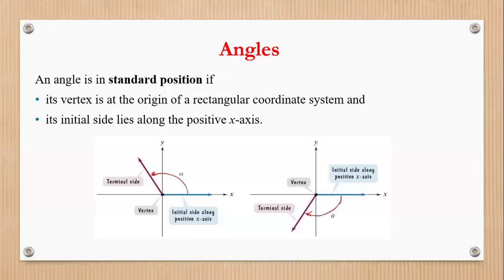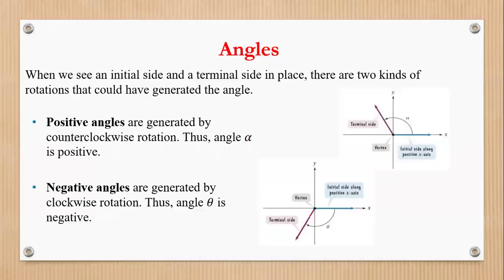So what's the difference between the counterclockwise and the clockwise angle? If you have an angle which is formed from the initial side to the terminal side in counterclockwise rotation, it means you have a positive angle. But if you have an angle which is formed in a clockwise direction between the initial side and the terminal side, that means you have a negative angle. So all of the positive angles are in the counterclockwise direction, and all of the negative angles are in the clockwise direction.